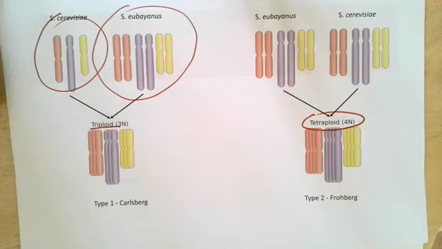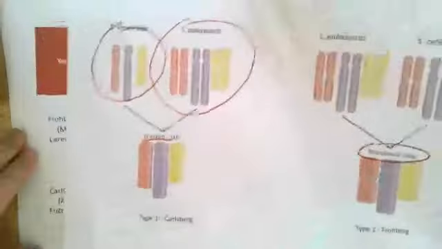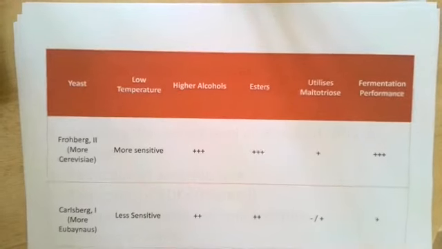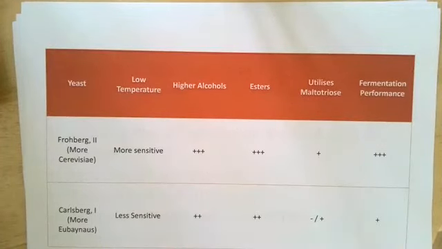Now, when you get a hybridization event like this, you get a phenomenon known as transgression, and that is when the advantageous traits within the chromosomes tend to predominate. So I have here a table detailing how the different lager yeasts behave in fermentation. The Frohberg strains, which are more Saccharomyces cerevisiae, so almost half Saccharomyces cerevisiae, are more sensitive to low temperature, i.e. they don't like to ferment at very, very cold temperatures. They produce more higher alcohols than the type 1 strains, more esters, but they utilize maltotriose. They ferment more of the extract that's available. They also have a much greater fermentation performance. They can go a lot faster and they can consume the sugar a lot quicker.